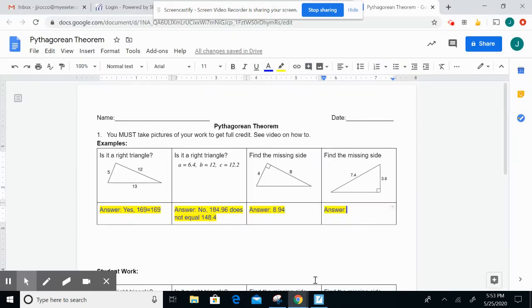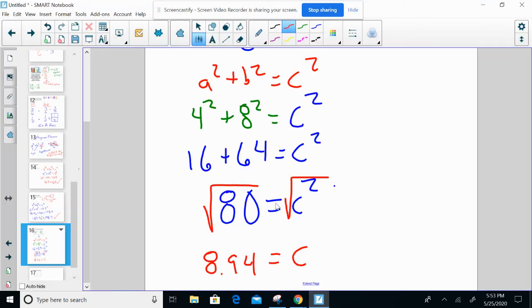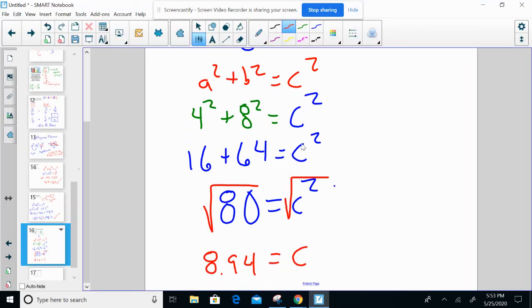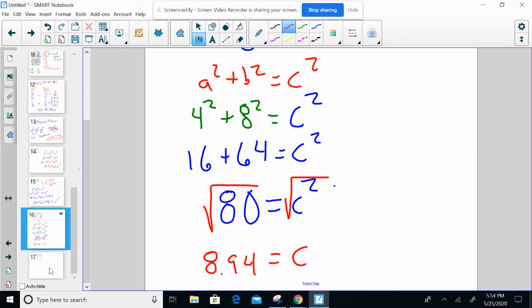All right. So basically, when it comes to these, is it a right triangle? Plug in all your sides, see if it's true. If you need to find the missing side, you need to plug in what you know and solve for what you don't know. The only difference here is in order to get rid of that squared, you have to square root both sides. And what you do to one side, you have to do to the other.